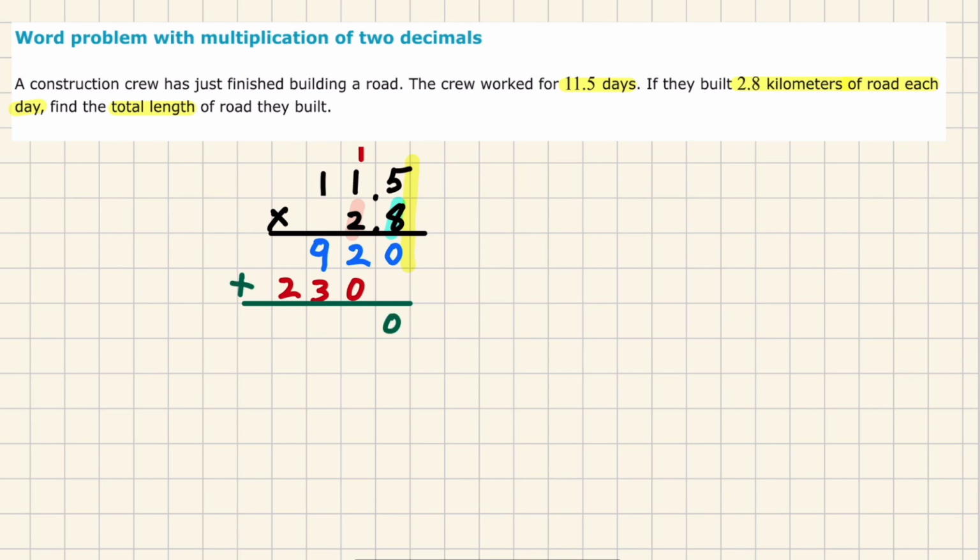0, 2 plus 0, 9 plus 3 is 12. Carry the 1, 1 plus 2, a 3. From here, we'll look back at the decimals, and I see that I have 1 decimal place on the top, 1 decimal place on the bottom for a total of 2. So we move our decimal 2 places, 1, 2. The decimal goes between these two 2's to give us 32.20.